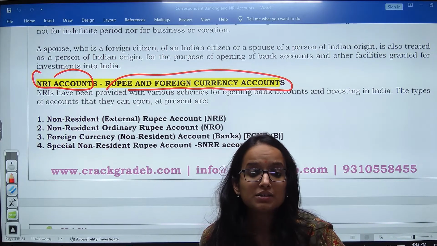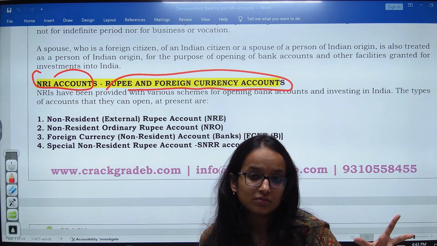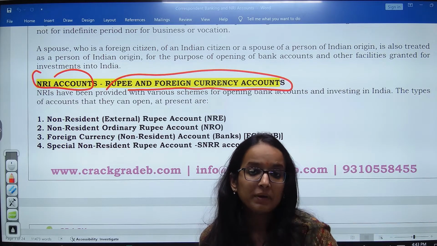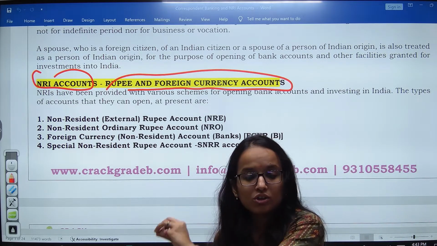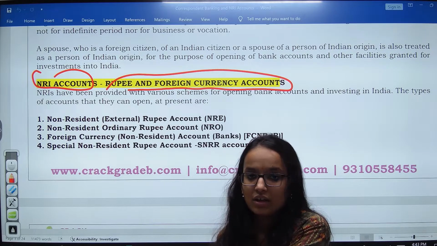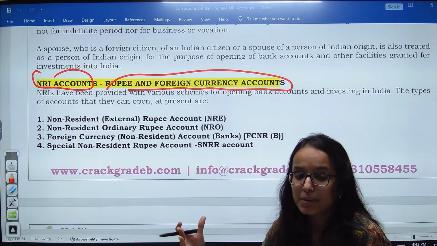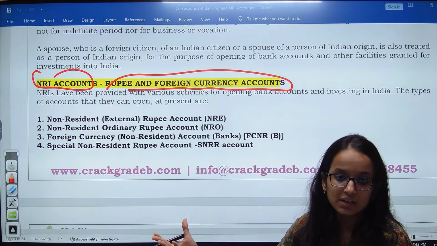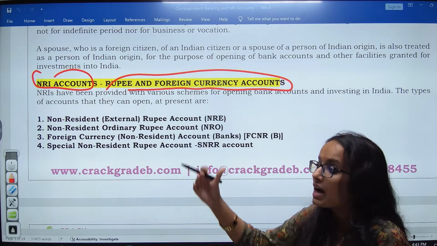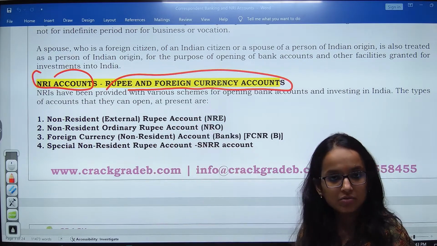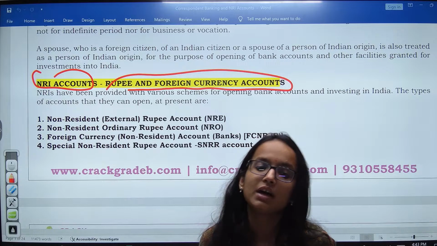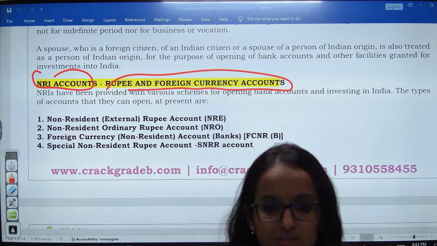Okay, can a person operate on behalf of the NRI or OCI or PIO, whichever is concerned? Can a person on behalf of them, power of attorney as we say, operate these accounts? So all these questions will be answered. This is the most important section.